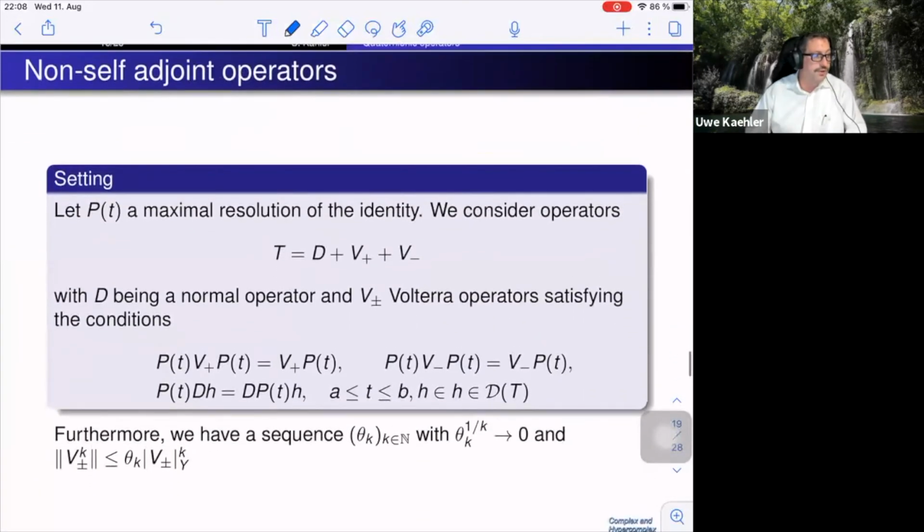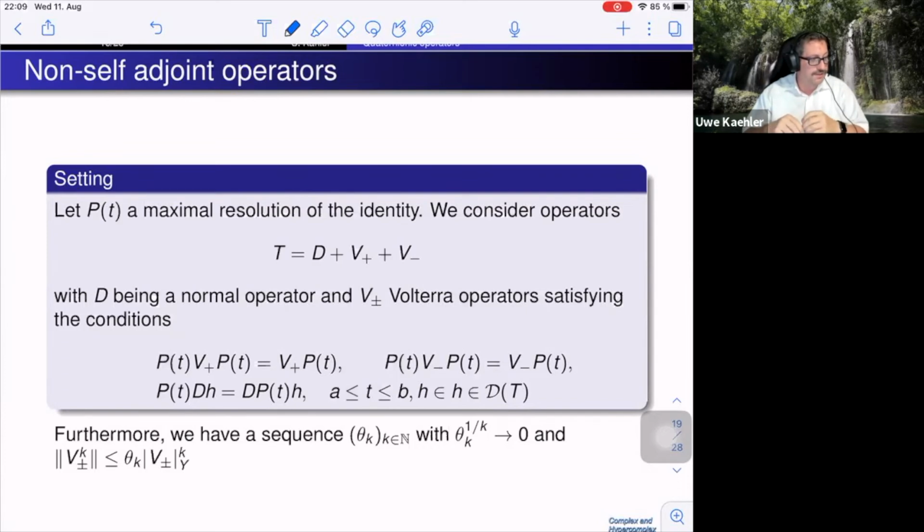Now let's look at non-selfadjoint operators. For that, I will simply look at the following setting. We take again a maximal resolution of the identity. We decompose our operator T with D and two Volterra operators, which satisfy these conditions. Basically, if you want a simple example, think of T as a finite rank operator, then D would be the diagonal, V plus would be the upper triangular part, and V minus the lower triangular part. So that you have an idea of what is behind that.